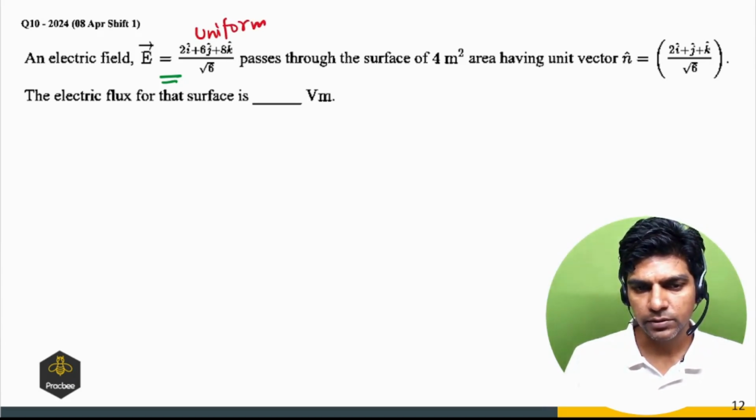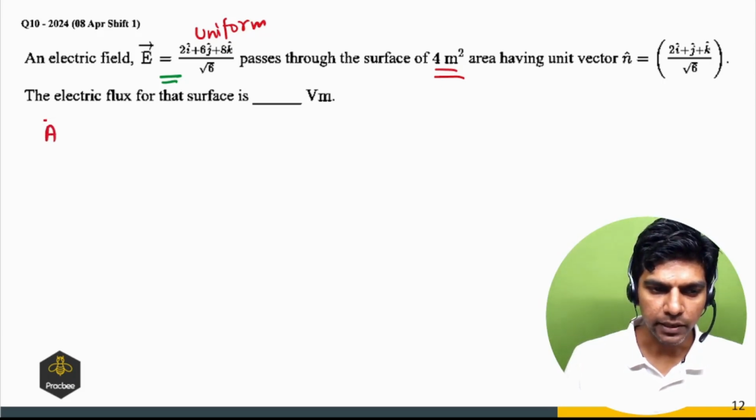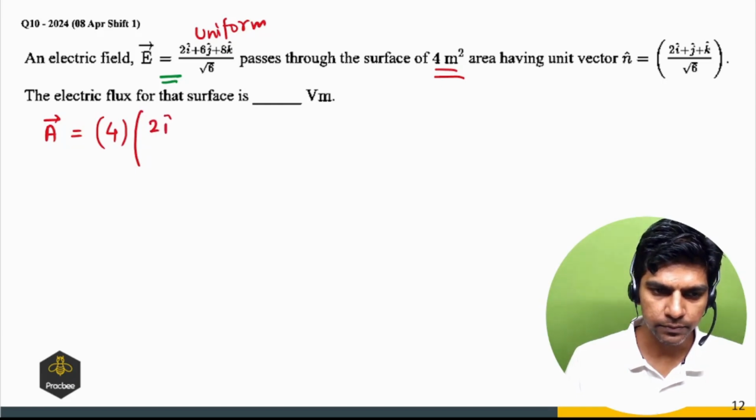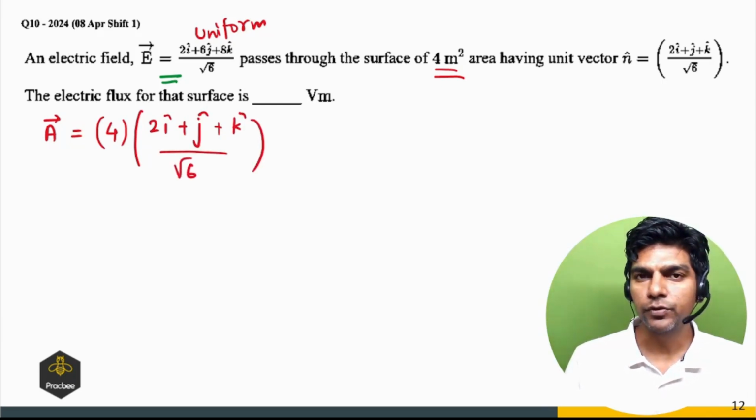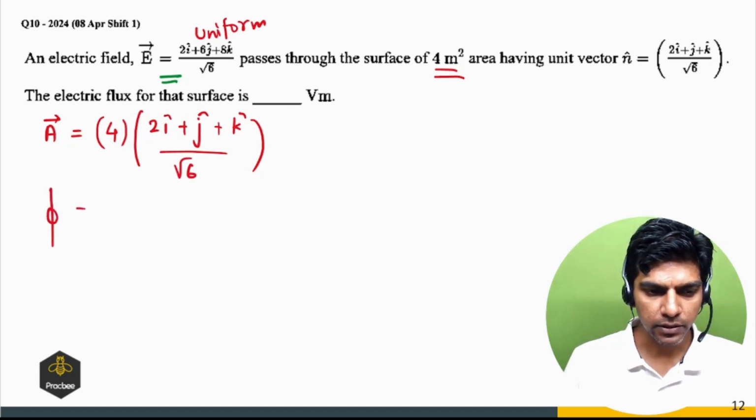It passes through a surface of area 4 square meter, and the area vector is in the direction 2 i cap plus j cap plus k cap by root 6. So basically it is the unit vector, right? If I want to write down the area vector, it will be magnitude times the unit vector, 4 times (2 i cap plus j cap plus k cap) divided by root 6. In case of a uniform electric field, the electric flux is given as E dot A. So let us take the dot product.